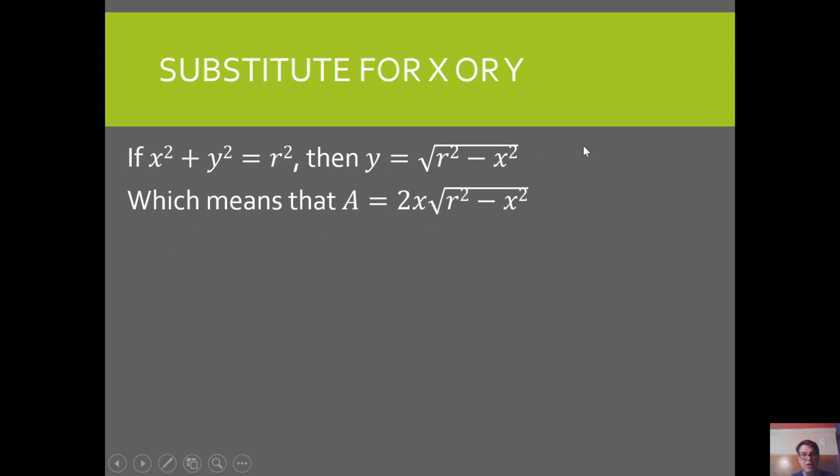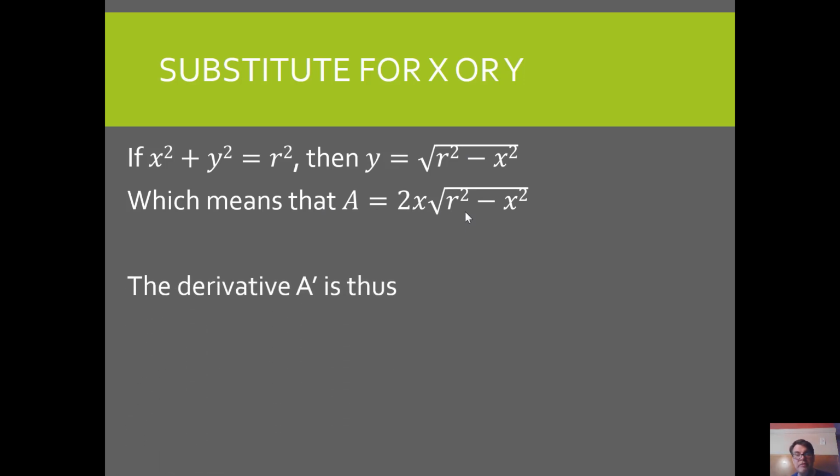And so we substitute for y. Let's take this equation of a circle. We rearrange it, subtract the x squared on this side, and then take the square root of it, and so y equals the square root of r squared minus x squared. We can substitute that back into our other equation. Remember, area equals 2xy. So area equals 2x times this. Okay, great.